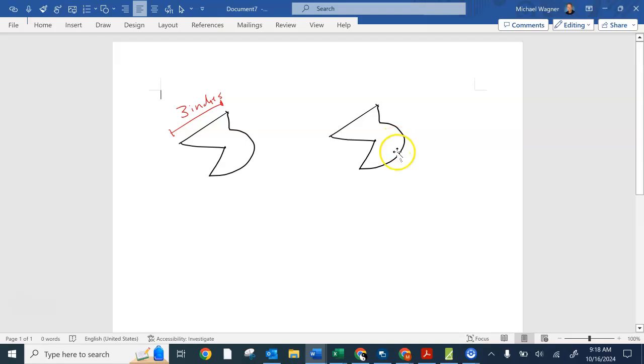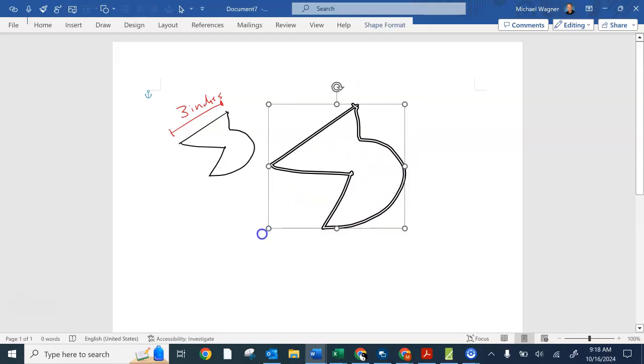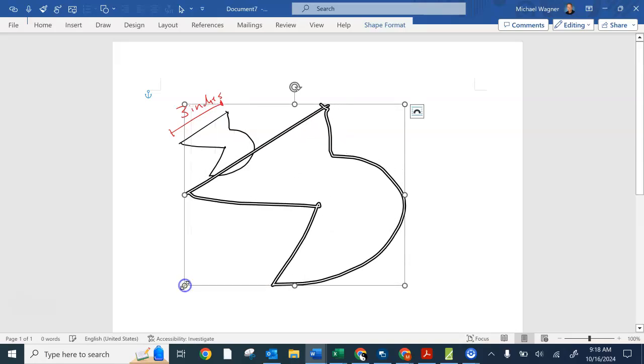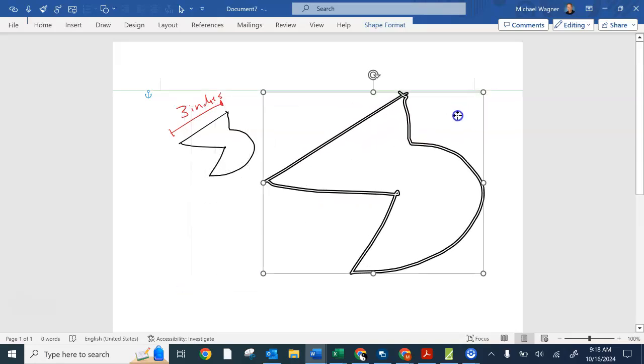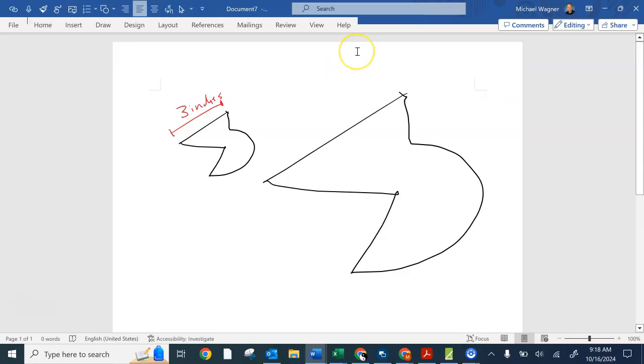It should be 3. What if I take this and I enlarge it proportionally? And let's say I do it 3 times. I don't know if that's exactly 3, but the point is it's bigger. And let's say it's 3 times bigger. So now instead of this being 3 inches, it's going to be 3 times 3 inches or 9 inches.